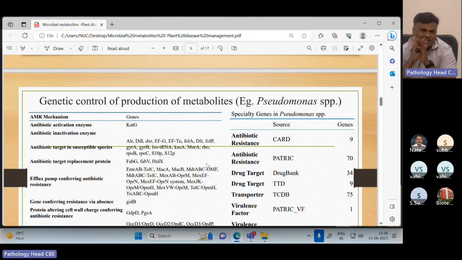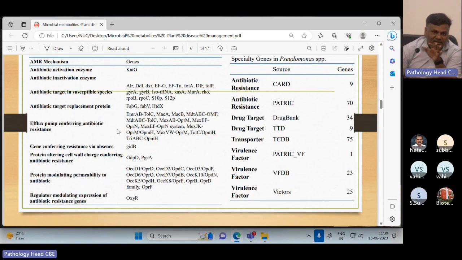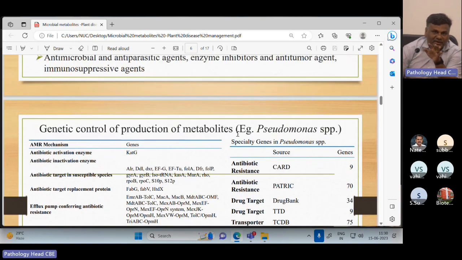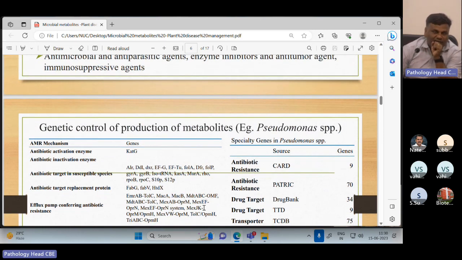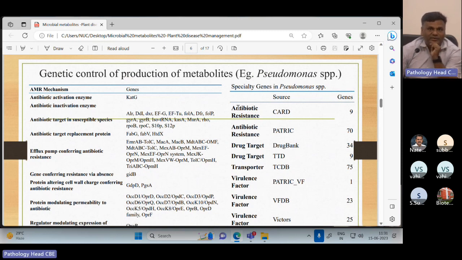So, how are these secondary metabolites controlled? They are basically controlled by the same mechanisms as any of our other external mechanisms, and genetics plays a very important role. So, this is the classification. Actually, we have taken this from our Pseudomonas putida. Pseudomonas putida is one organism which we have in our collection.